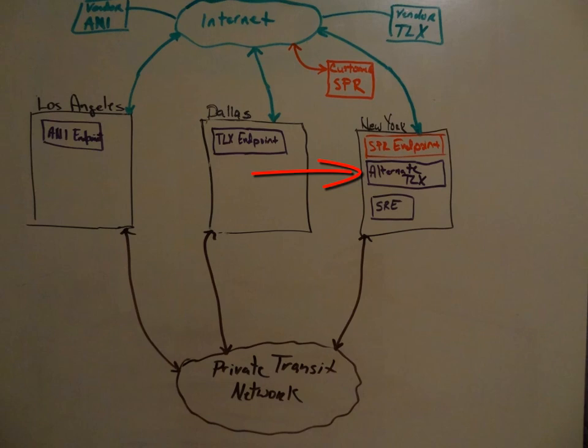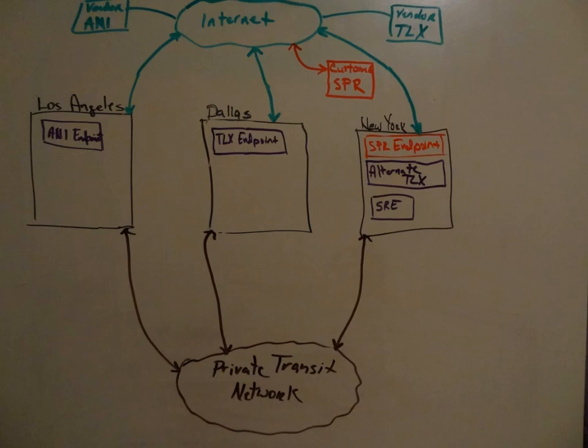So under normal circumstances, if we wanted to route traffic to this alternate TLX group in New York, we would have to create an endpoint in SRE and assign a product to it. Of course, then that leaves you open to the possibility of sending a call to the TLX vendor twice in a row, once out of New York and once out of Dallas.